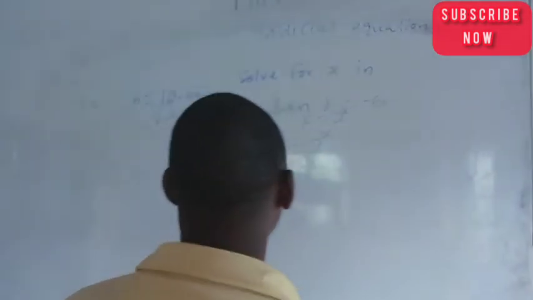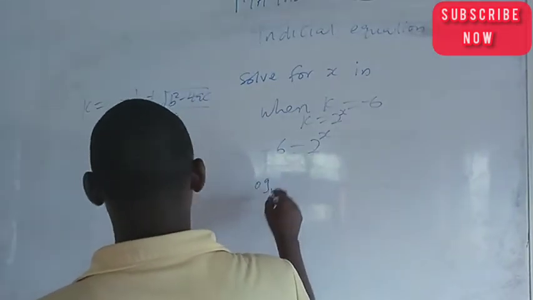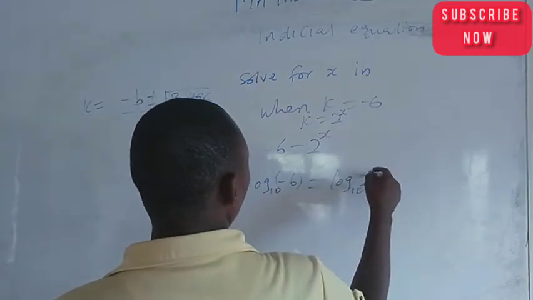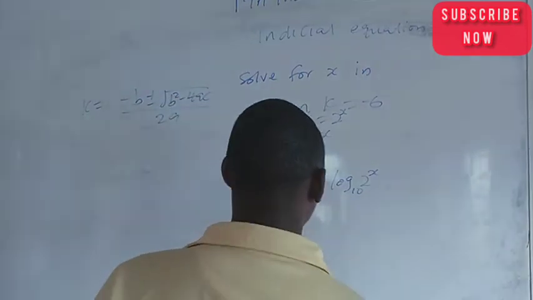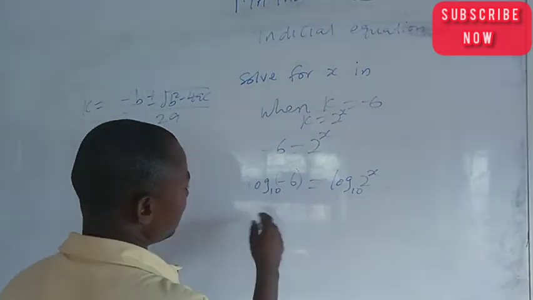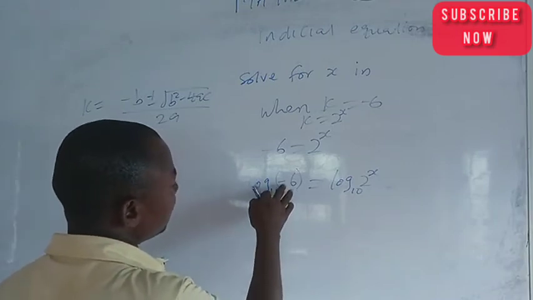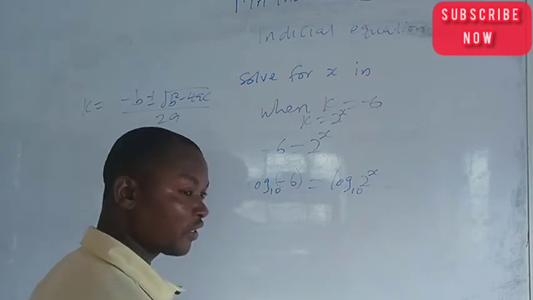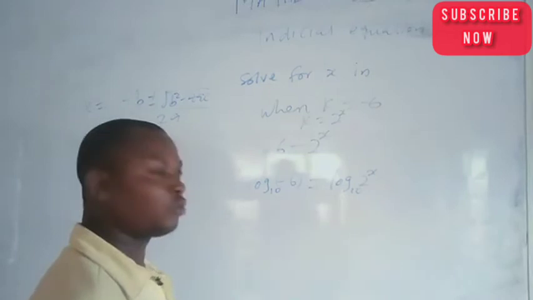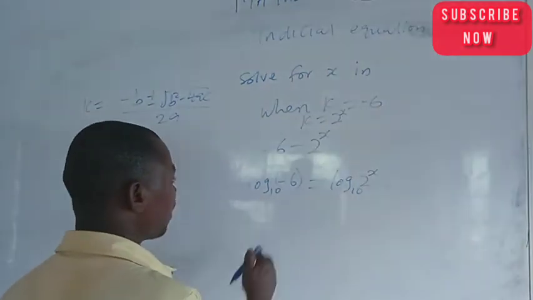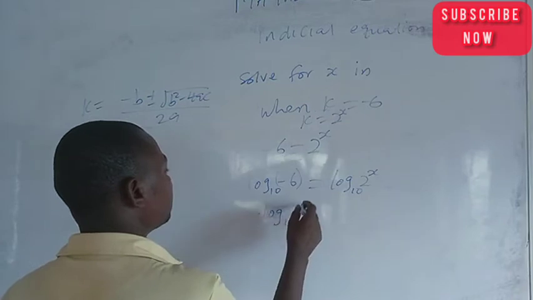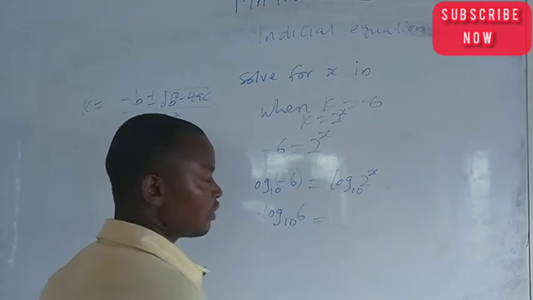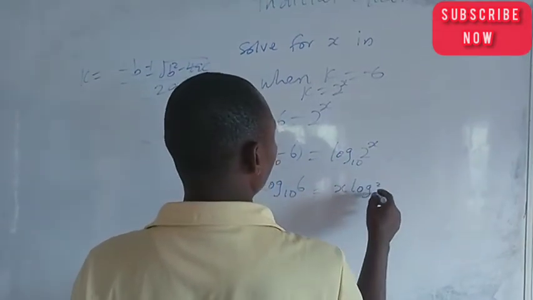So if you take logarithm of both sides, log to the base 10 of minus 6 equals log to base 10 of 2 raised to s. The logarithm of a negative value will give us infinity, it will give us an error. So what we only need to do is kick out the negative. So that means I have log 6 equals, using the log of a power rule that I gave you the other day, s log 2 to base 10.